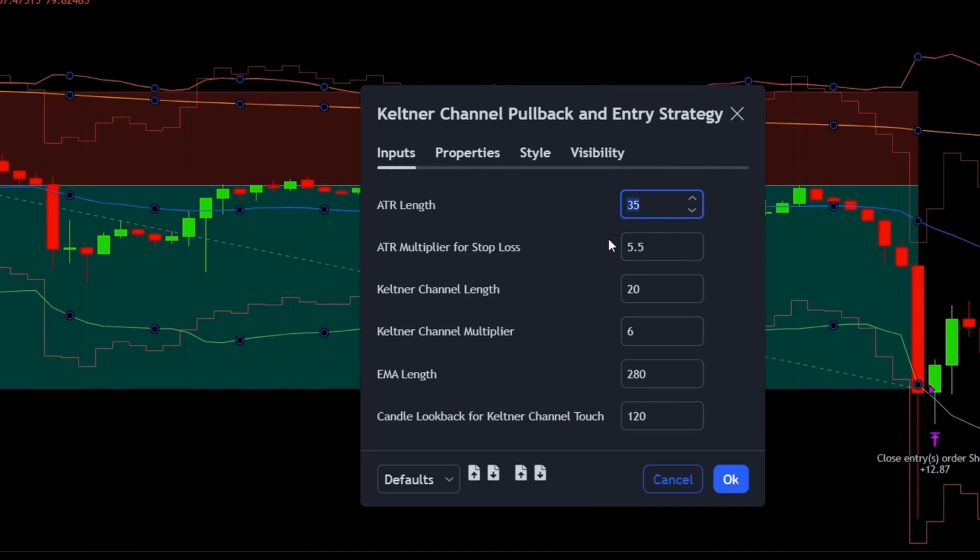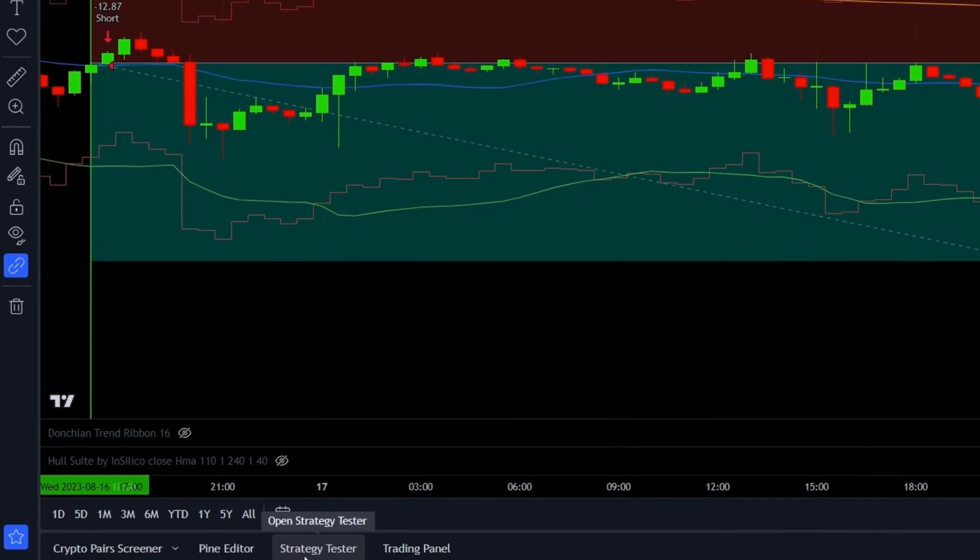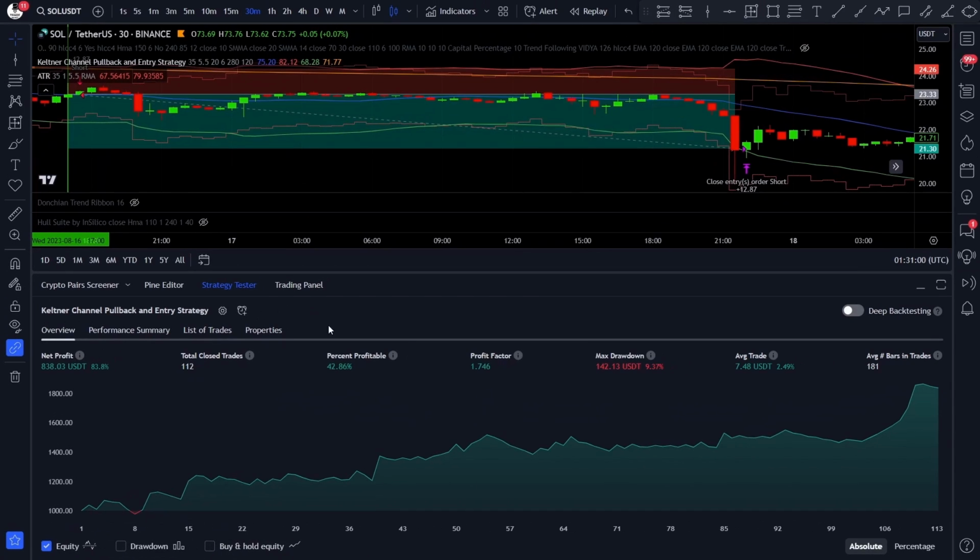Remember, the first two sections are for the stop loss, the following two are for the Keltner channel, then the exponential moving average trend filter length, and finally the candle lookback for the Keltner channel touch. If you want to know how well this strategy performs on different assets and timeframes, just open up the Strategy Tester tab, and you will see the results right here.